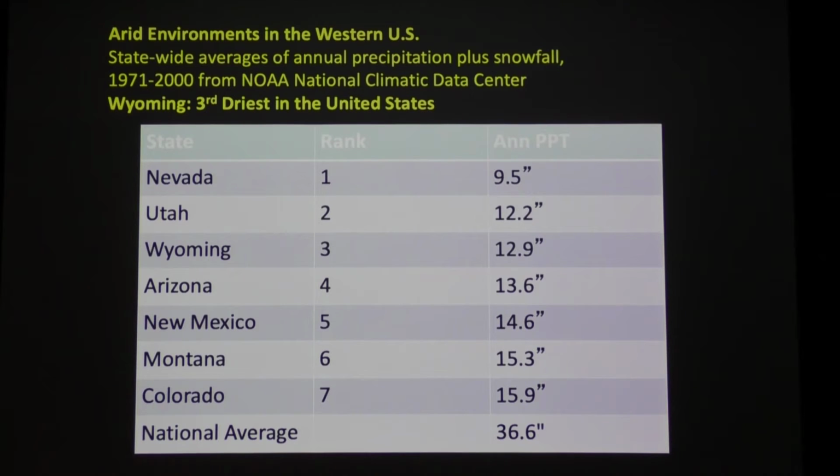You can see on this graphic the 7 driest states in the US. Can you imagine a national average of precipitation of 36.6 inches? It's like mind-blowing to me. I grew up in Arizona, number 4. I live in Wyoming now, woohoo, number 3, in terms of overall annual precipitation, right? This is average annual precipitation.